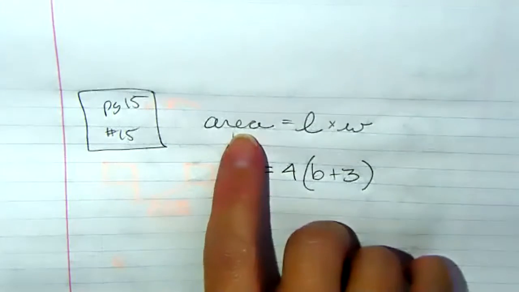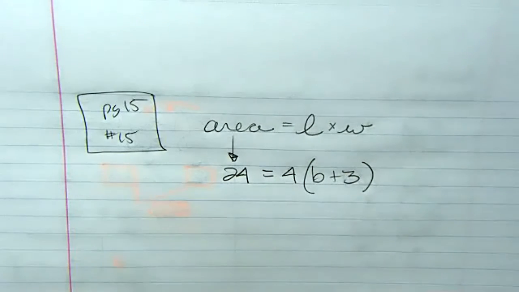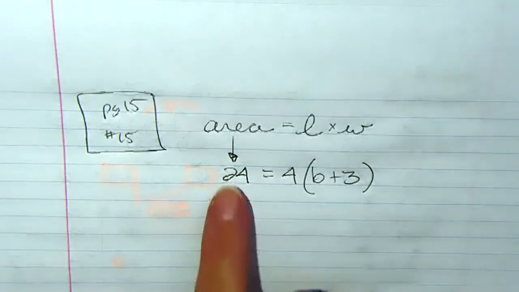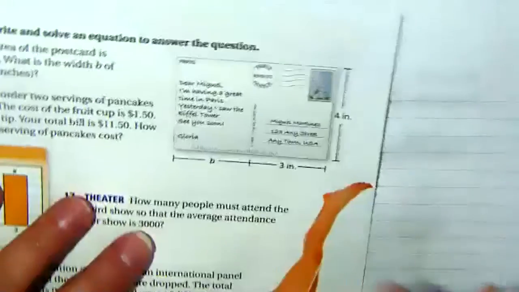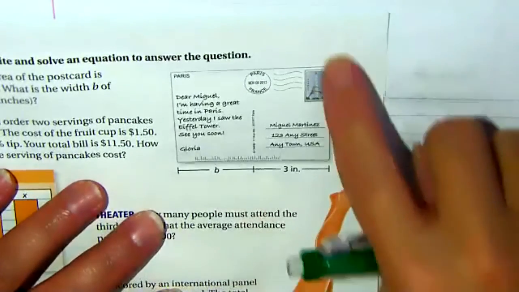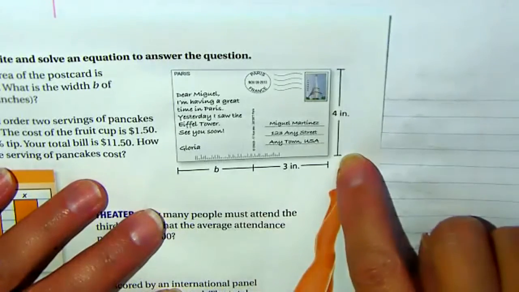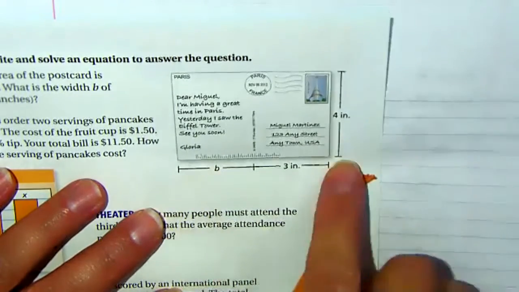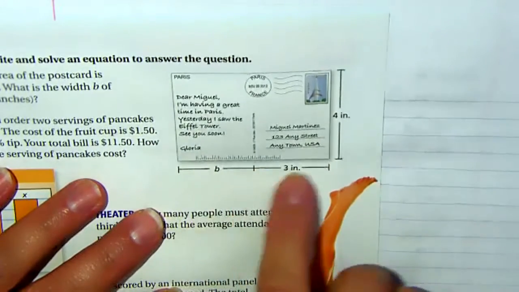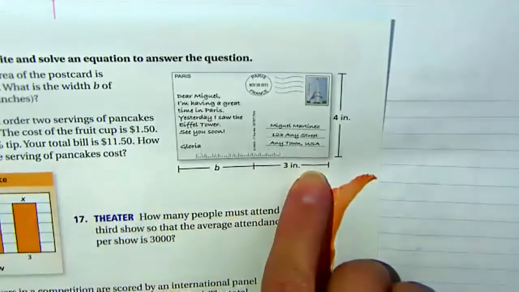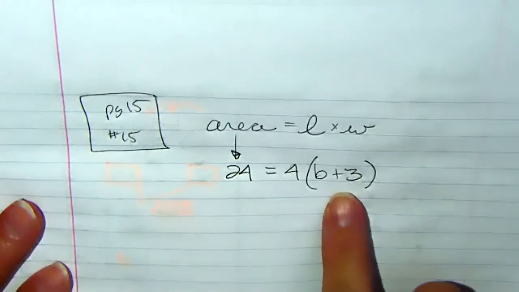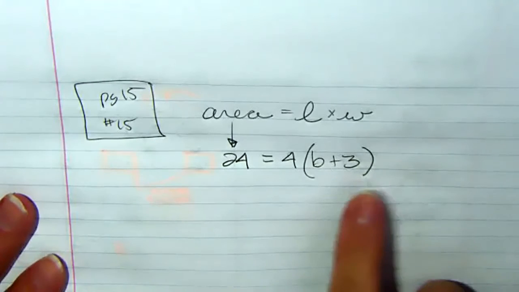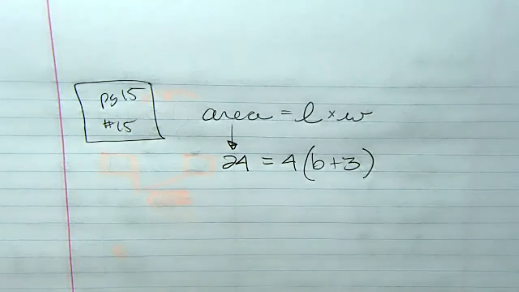So area of a rectangle is length times width. The problem told us the area is 24 inches. And then in the picture, we can see that the length is 4 times the width, which is 5 plus b plus 3. Okay, so I'm not going to solve that problem for you, but I did want to set that up before we started homework.